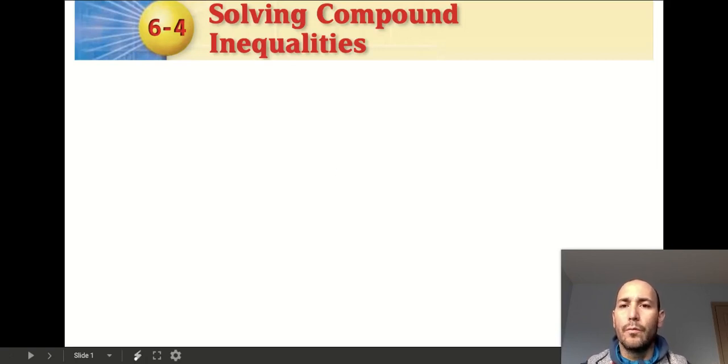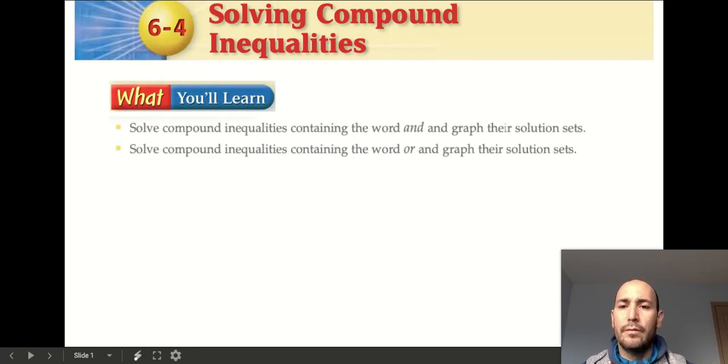All right, so we're going to be working on Chapter 6, Lesson 4, solving compound inequalities. What we're going to learn about is solving compound inequalities containing the word "and" and graphing the solution set, and solving compound inequalities containing the word "or" and graphing the solution sets.